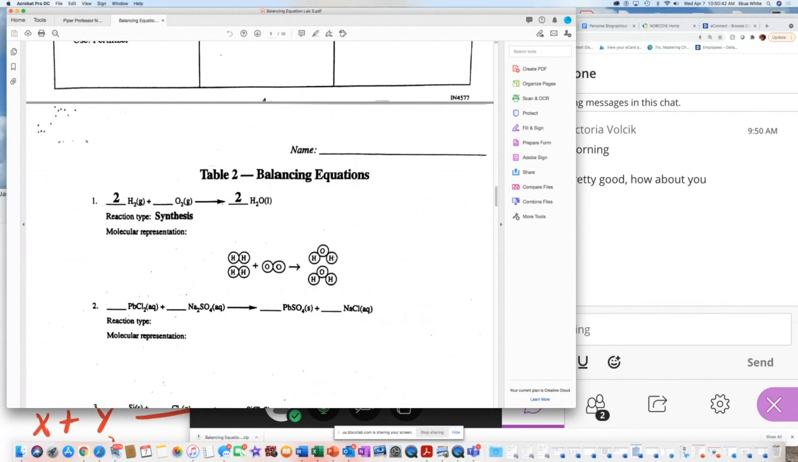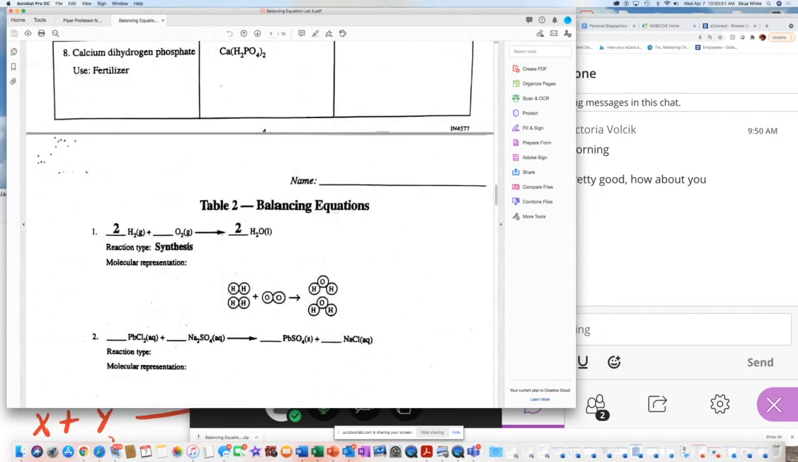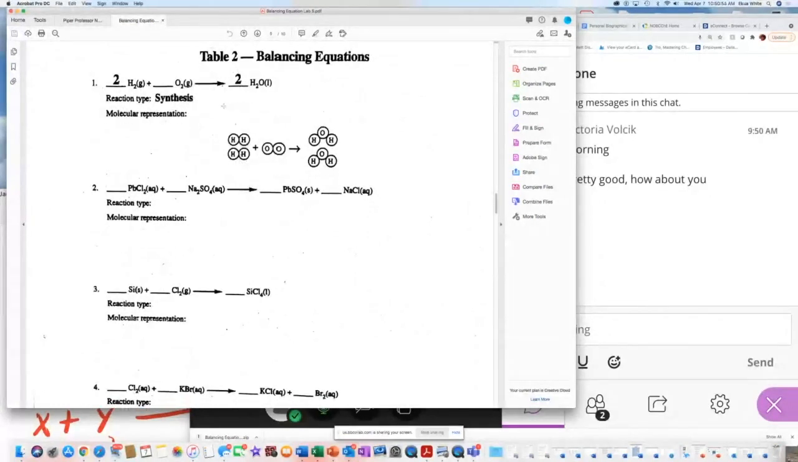The molecular representation helps you to balance the equation, but I showed you a different way of balancing the equation, so that part is unnecessary. So I'll just cover page number, this is four, right? Five and six. So on page five, we found our first synthesis reaction, right? Element, compound. These two are classified as elements, diatomic elements, but elements, right? It's just H twice, O twice, and then H2O compound.